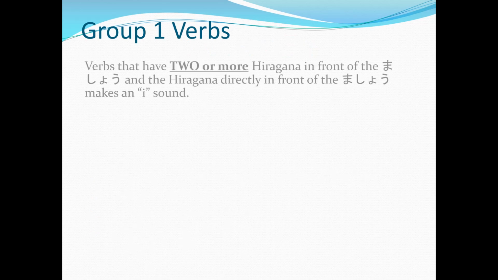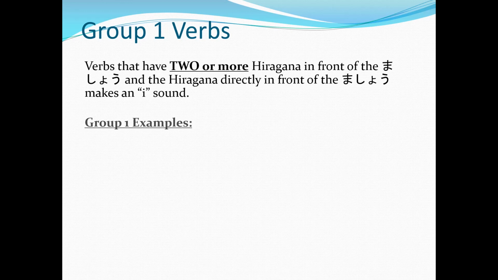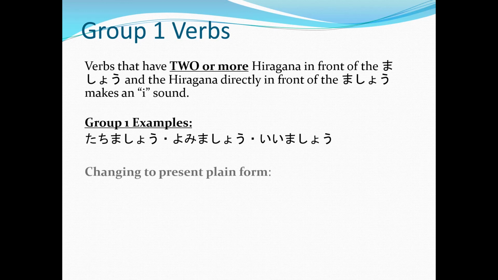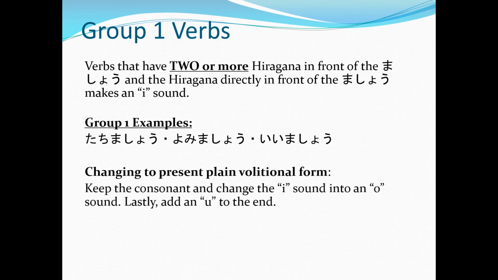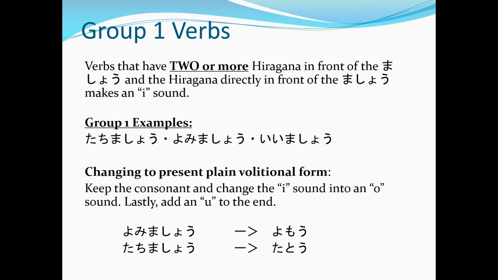Group 1 verbs. They are verbs, remember, that have two or more hiragana in front of the masho, and the hiragana directly in front of the masho makes an I sound. We call these group 1. For example, tachimasho, yomimasho, iimasho. Changing them into present plain volitional form, we keep the consonant and change the I sound into an O sound, and we need to add an U at the very end. So yomimasho becomes yomo, tachimasho becomes tato, and imasho becomes io because there is no consonant.